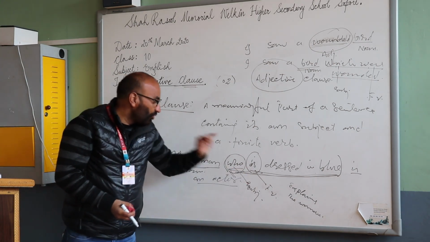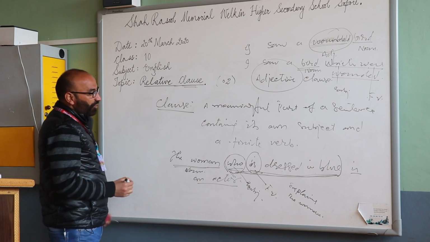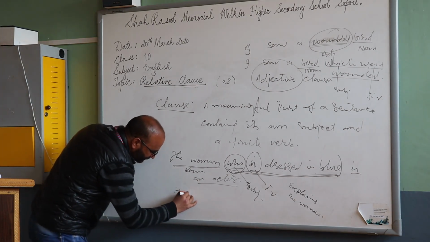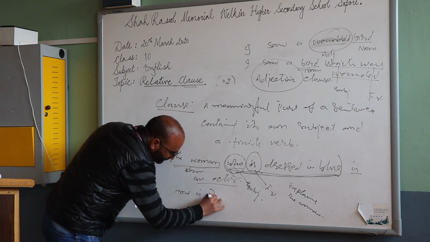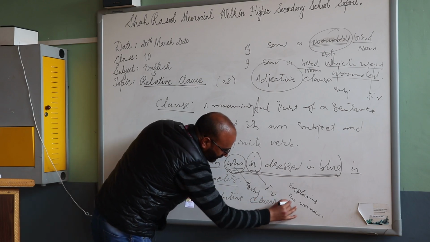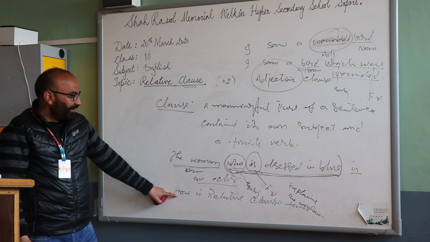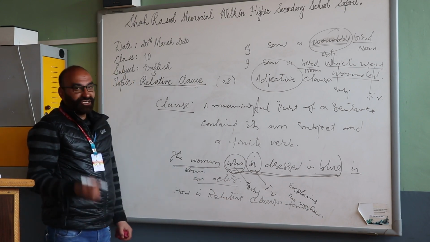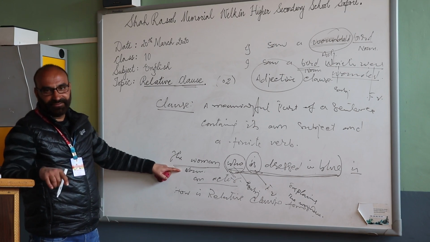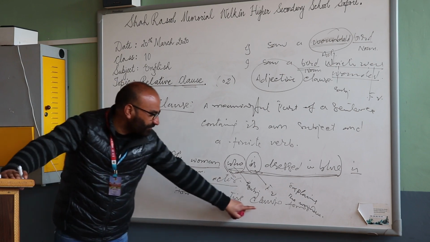Got it? Now, how is a relative clause formed? The question is, how is a relative clause formed? A relative clause, as you know, explains the noun in such a way that the noun becomes clear for the listener. So, how is it formed?